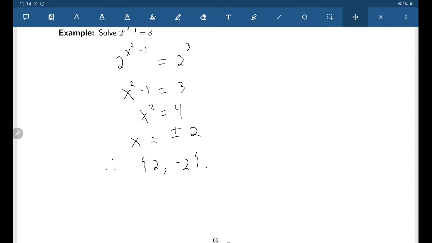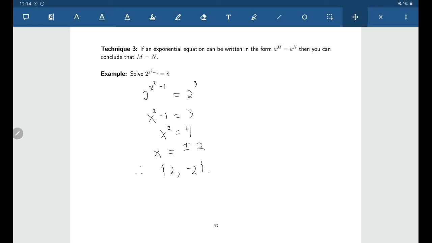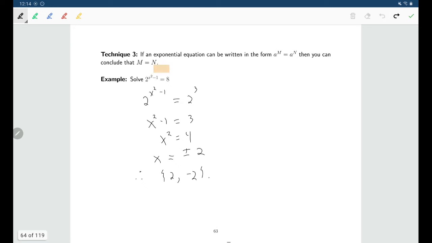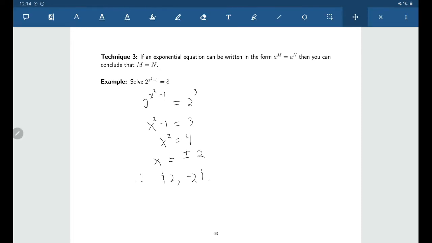I don't have to check my solutions here. I can if I want. If I have a few extra minutes, it doesn't hurt to do that. And you can confirm that if you put positive 2 or negative 2 in for x, it will make the left side and the right side equal to each other. But we don't have to do this, simply because for an exponential equation, its domain is all real numbers, so any value of x that I find should be something that's in the domain of this function. I don't have to worry about finding values of x that would make that function undefined. So here I have two solutions, positive 2 and negative 2.